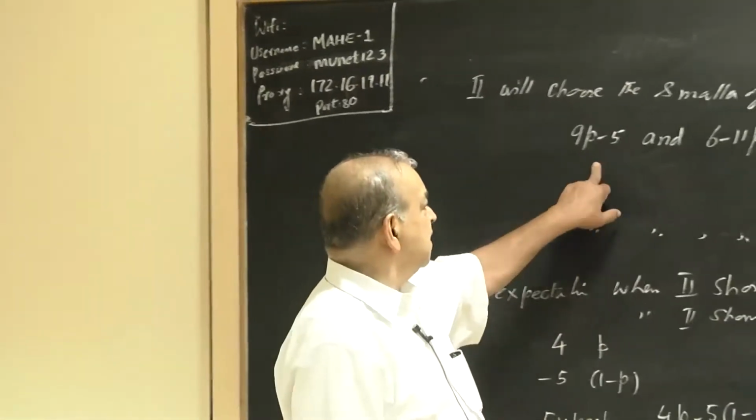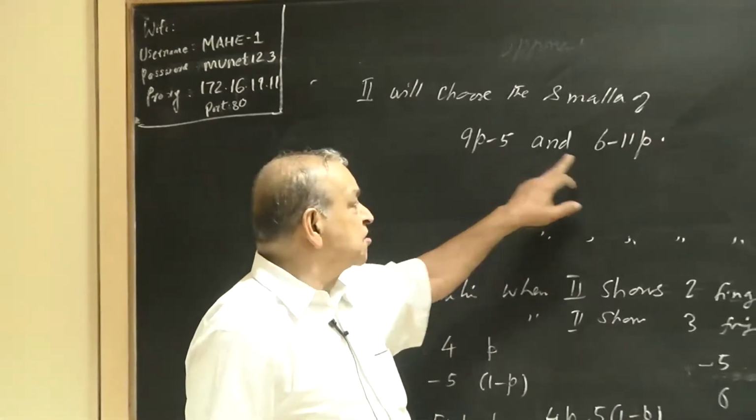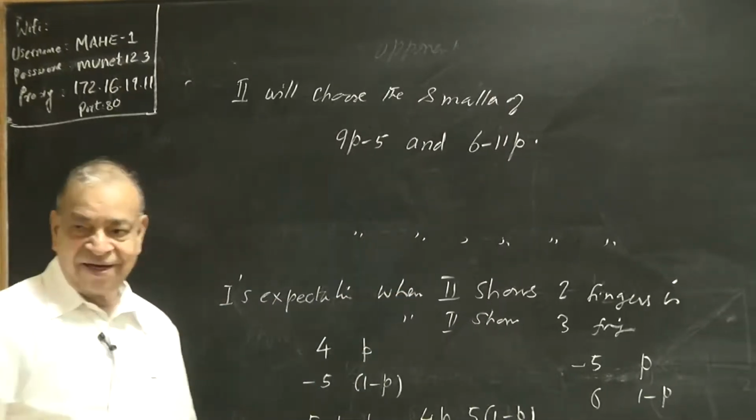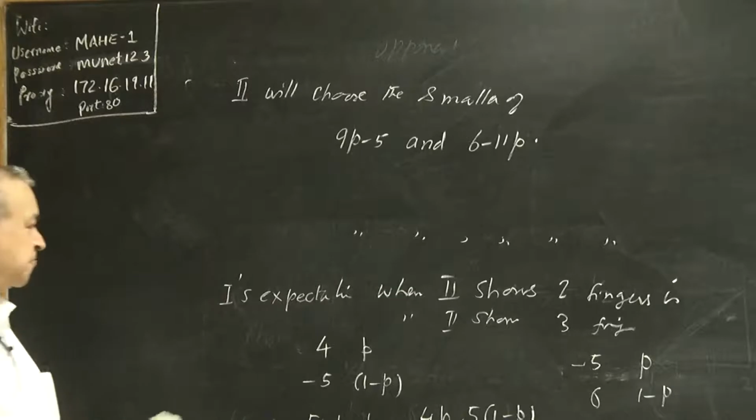Suppose the smaller is this, then he will show 2 fingers. If the smaller is this, he will show 3 fingers. Okay. Are you with me? Okay.